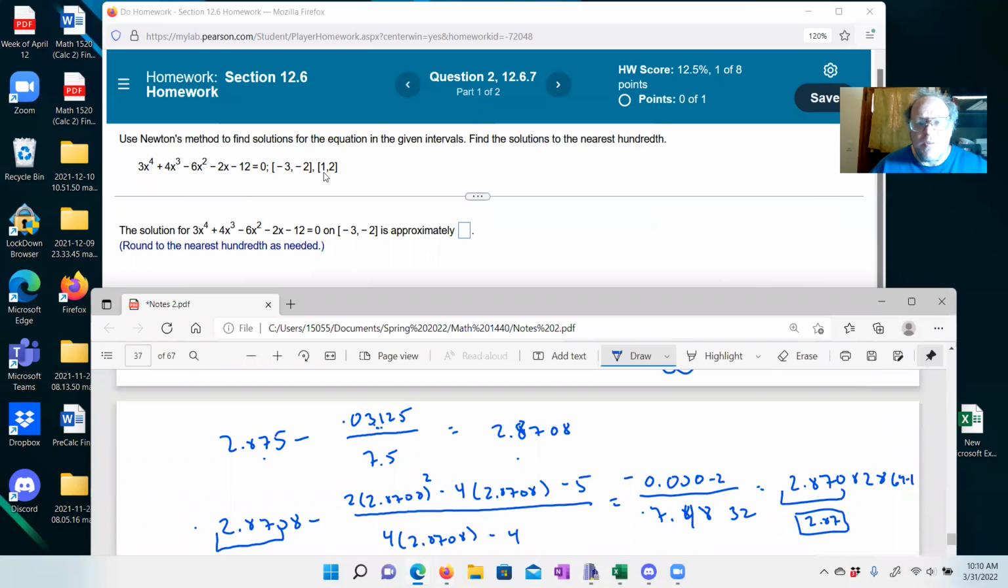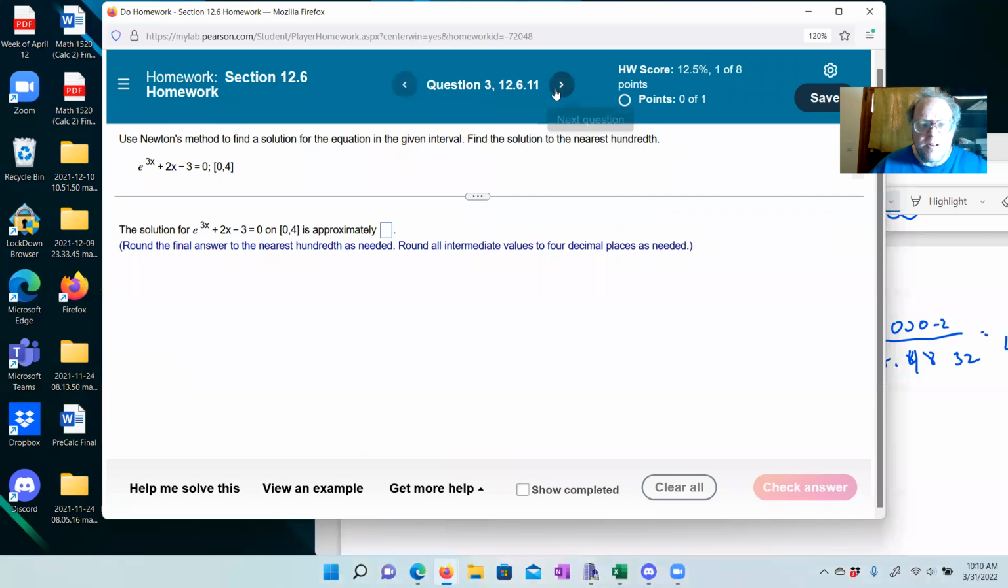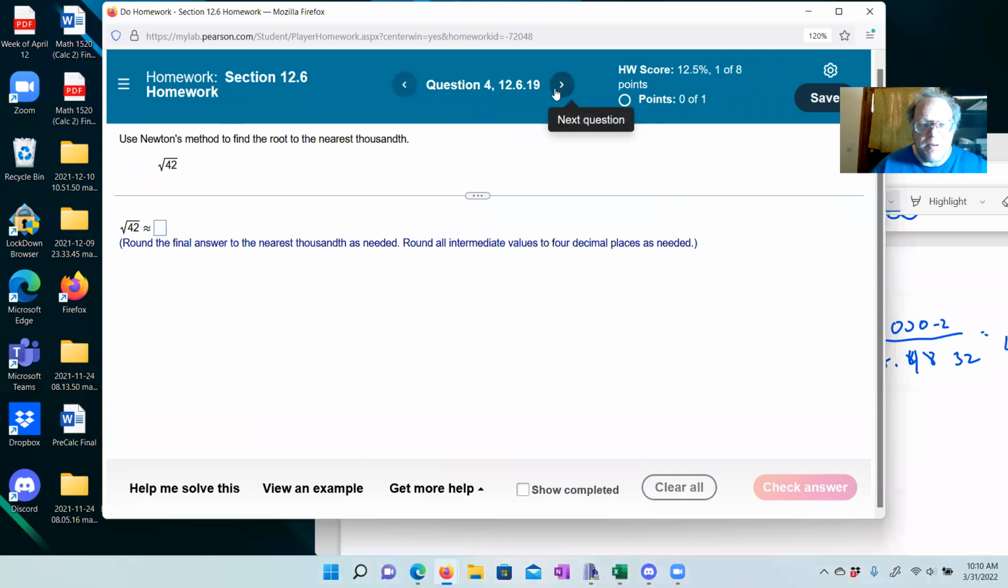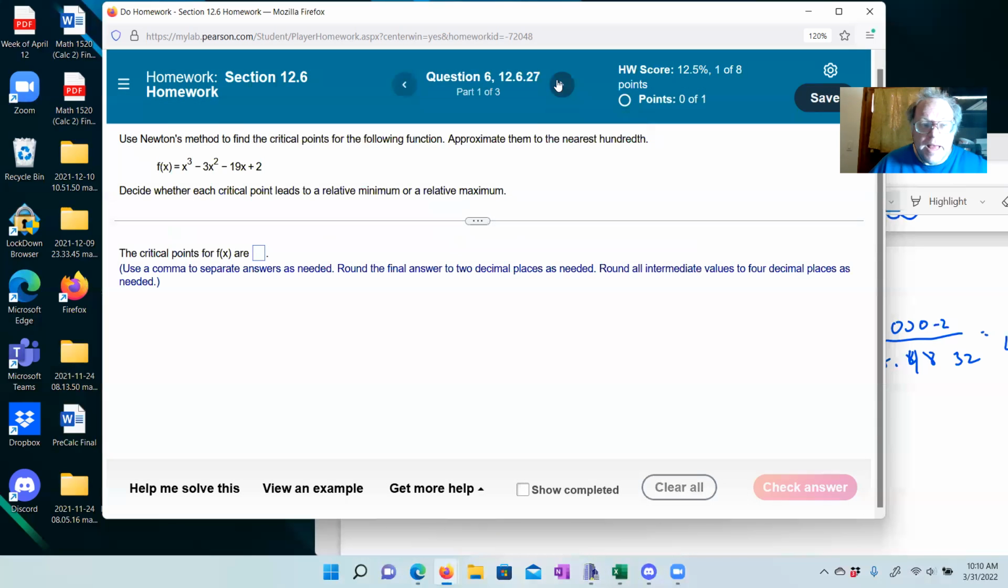Let's see if we can find one more. Oh, they give us 2 of them. That's nice. Let's see if we have one that's a little bit more interesting. Oh, there's an e to the x. Maybe we should do that one. Newton's method to find the nearest root to the nearest thousandths. Yeah, that's what we did.